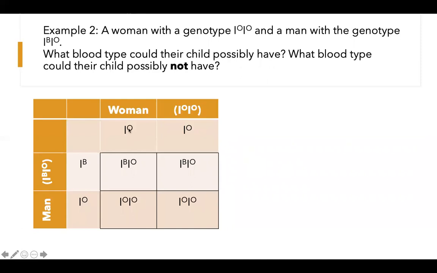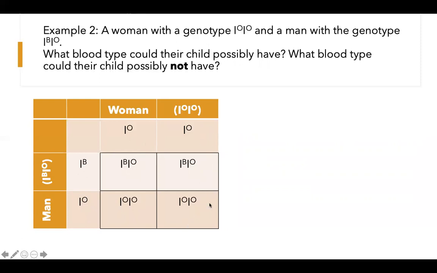So we've got the woman on top here, we've got the 2 O alleles, we've got a B and an O allele here, and let's cross them. So the B goes in with the O to make 1 B and 1 O. The B goes in with the O there. The O goes in with the O up here, and then the O goes in with the O down from over here.